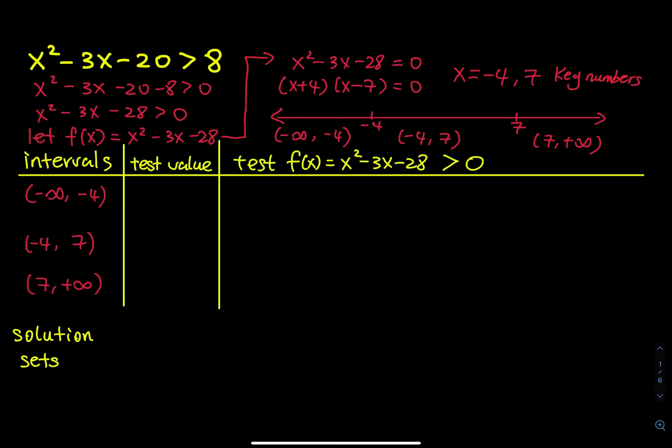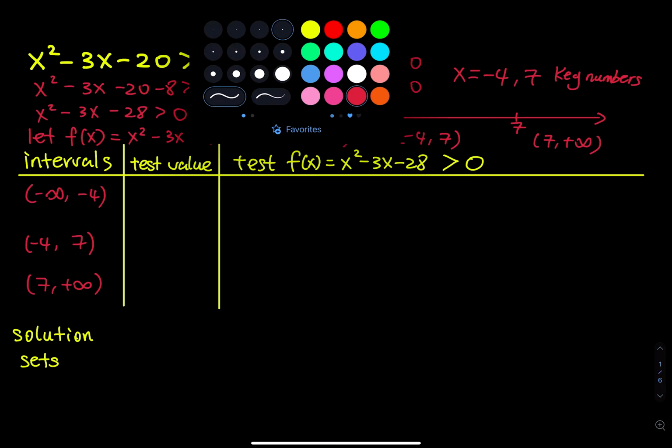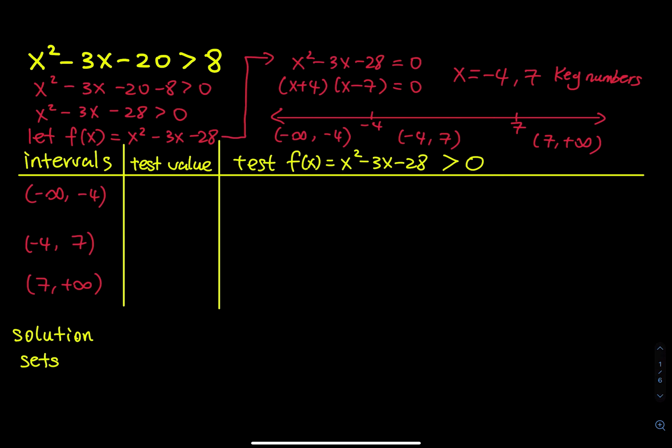And then what is the test value? The test value is just a number you pick from each interval. Between negative infinity and negative 4, you can pick negative 6,000, but I don't want to make the numbers so big. I'm going to just pick negative 5. Between negative 4 and 7, pick something easy, x equals 0. And for 7 to infinity, you can pick 1,000,000, but I don't want to. I will just pick a number that is small enough for me to do the function evaluation. Then you plug this number into the function to see if it is greater than 0. Now, why greater than 0? Because the problem is greater than 0.